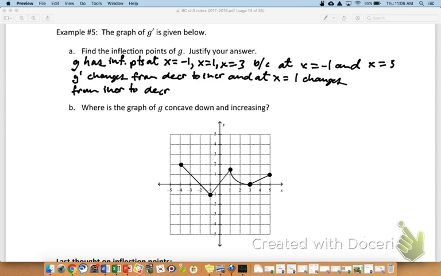Yeah. Okay, and then the other one, where is the graph of G both concave down and increasing? So it's not asking for 2 different sets of criteria here. It's where are both of these things happening at the same place? So anybody want to explain what you looked at, what you did? I looked for where G prime is decreasing and it's positive at the same time. Where G prime is decreasing and positive. So let's see here. Where is G prime decreasing?